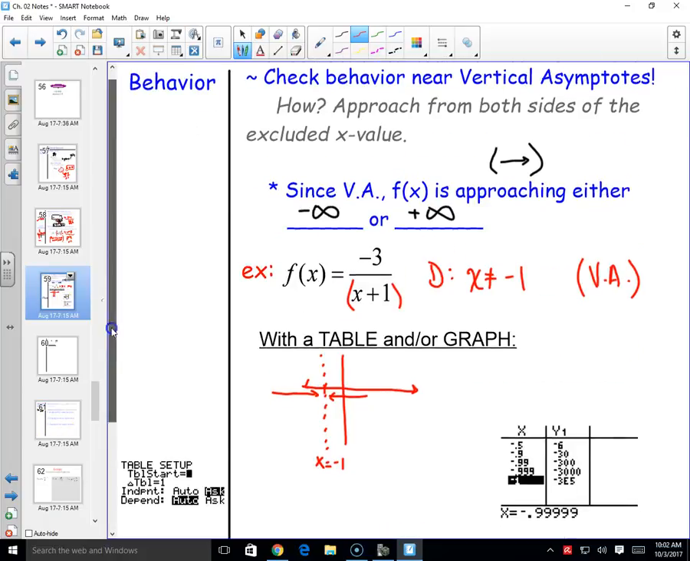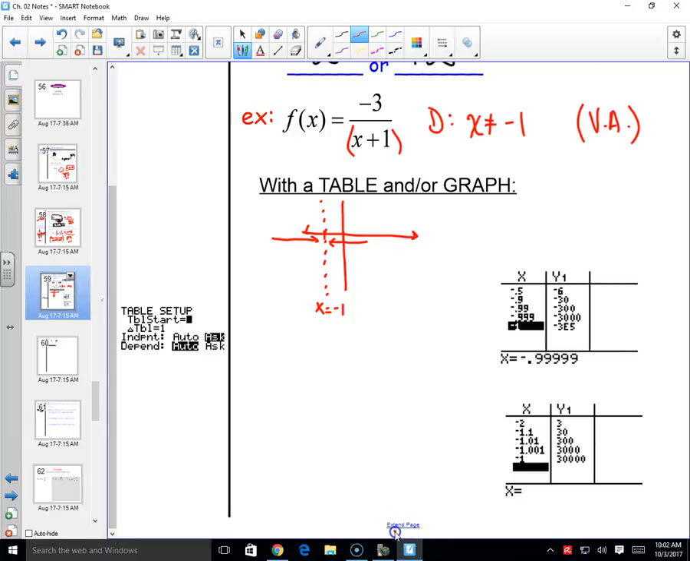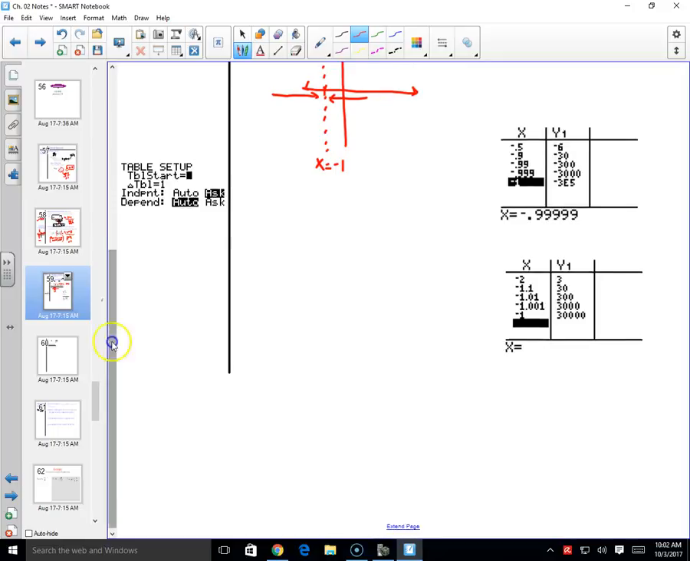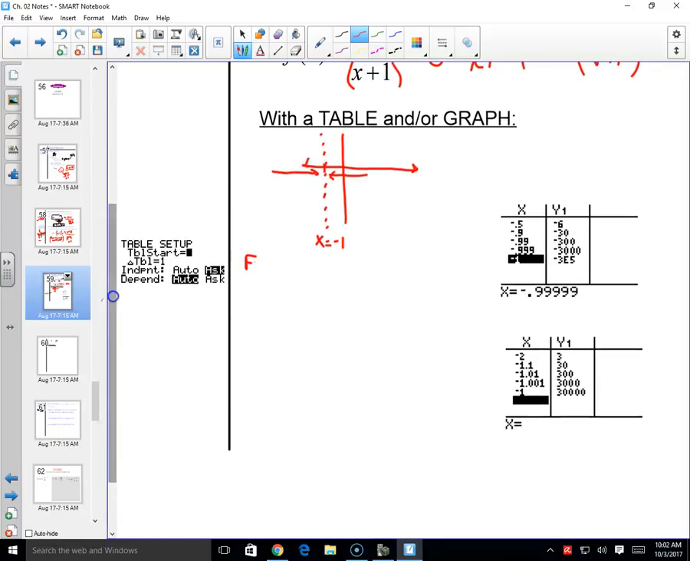Instead, we're just going to use words because this notation is good for calculus. I don't go quite as in depth. We'll see it in chapter 12 this year. We're just going to say from the left and from the right. Notation gets a little tricky on this one. So from the left of the VA, from the left of negative 1, and from the right of the VA, from the right of negative 1, what are my y's approaching?